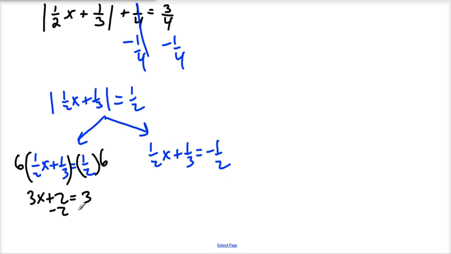So we'll subtract 2. We get 3x equals 1, and then we'll divide by 3. So I'll just go ahead and put 1/3 then. All right, so that's one of our answers.